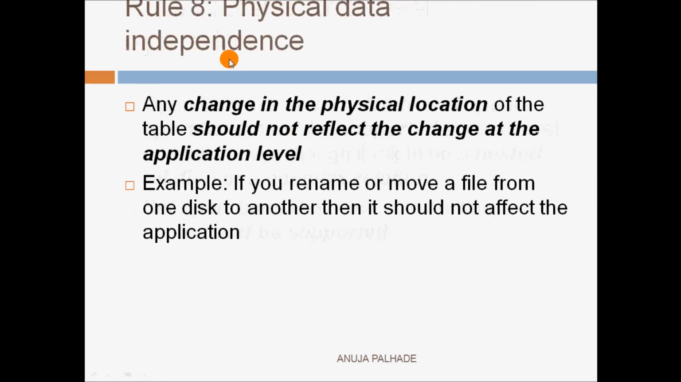Okay. Now rule 8, physical data independence. Any change in the physical location of the table should not be reflected at the application level. For example, if you rename or move the file from one disk to another, it should not affect the application. It means data stored in a database must be independent. Getting? Any change in the physical structure of the database must not have any impact on how the database is being accessed by the external application. So this is rule 8.